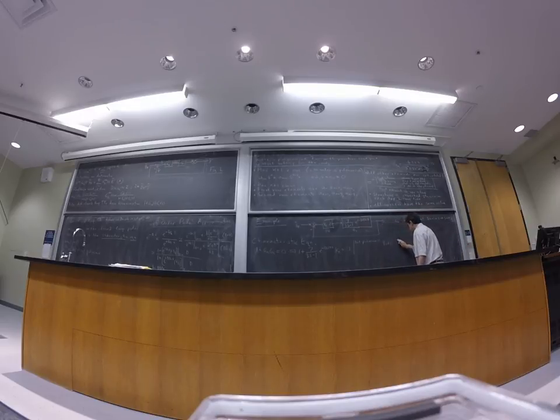I approximate e to the minus 0.02s as 1 minus 0.02 divided by 2, d over 2. You can save that.